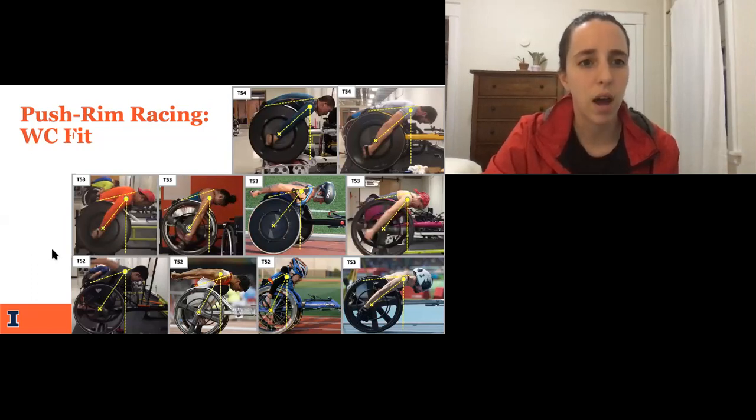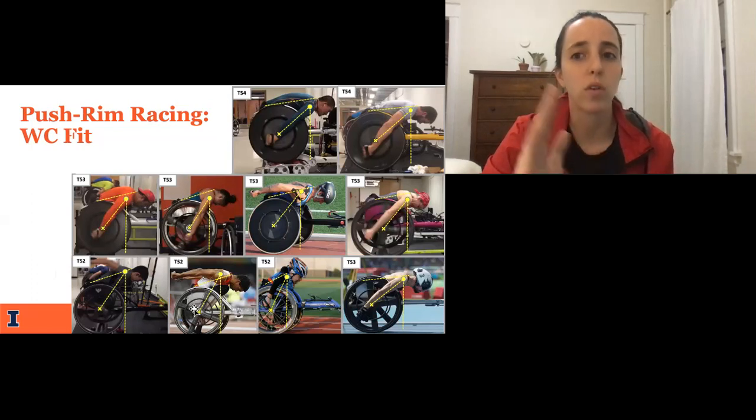And then when you come to the bottom, here's a few T52 athletes. And so this is kind of the typical person with spinal cord injury presentation. And so you can see how big of a dump angle they have and how much more they're sitting up versus these athletes up here who are much more parallel with the ground.